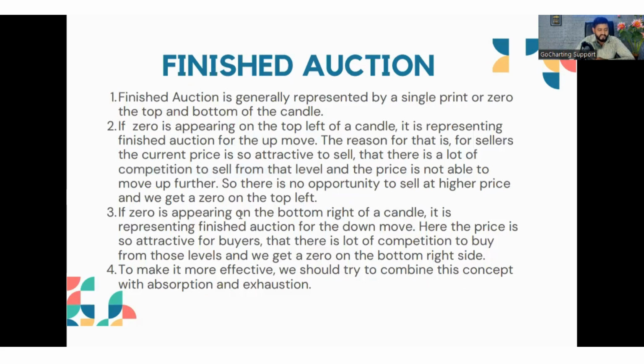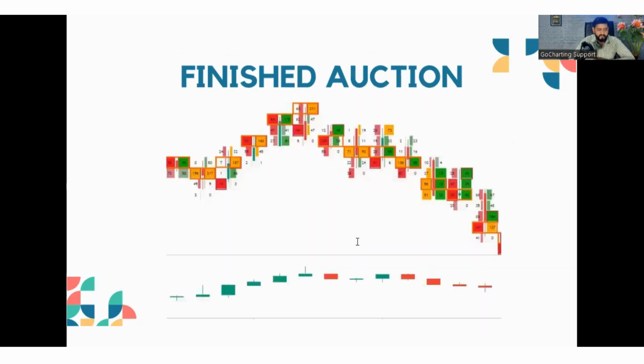In a similar way, if the zero is appearing on the bottom right of the candle, then it is representing the finished auction on the down move. Now let's look at the example. If you see here, we have a zero on the bottom right of this candle. Now, what does this mean? That the price is so attractive even at this level that there are 217 people ready to buy at this level, and the price is not coming down. So that is why we are getting zero, and there are so many buyers coming at higher levels.